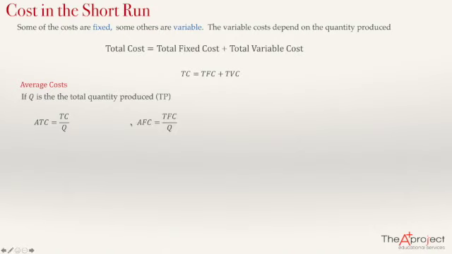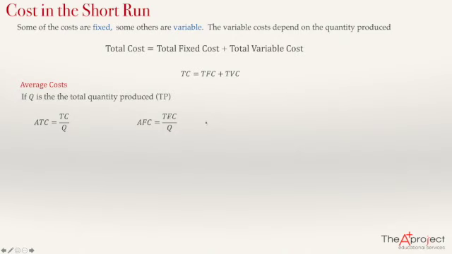We have also the concept of average fixed cost. The average fixed cost will be the total fixed cost divided by the quantity produced. This is again a function of the quantity produced. The numerator in this fraction is a constant because the total fixed cost will always be the same number, but the average fixed cost will be changing because it depends on the quantity. If the quantity is bigger, the average fixed cost goes down.